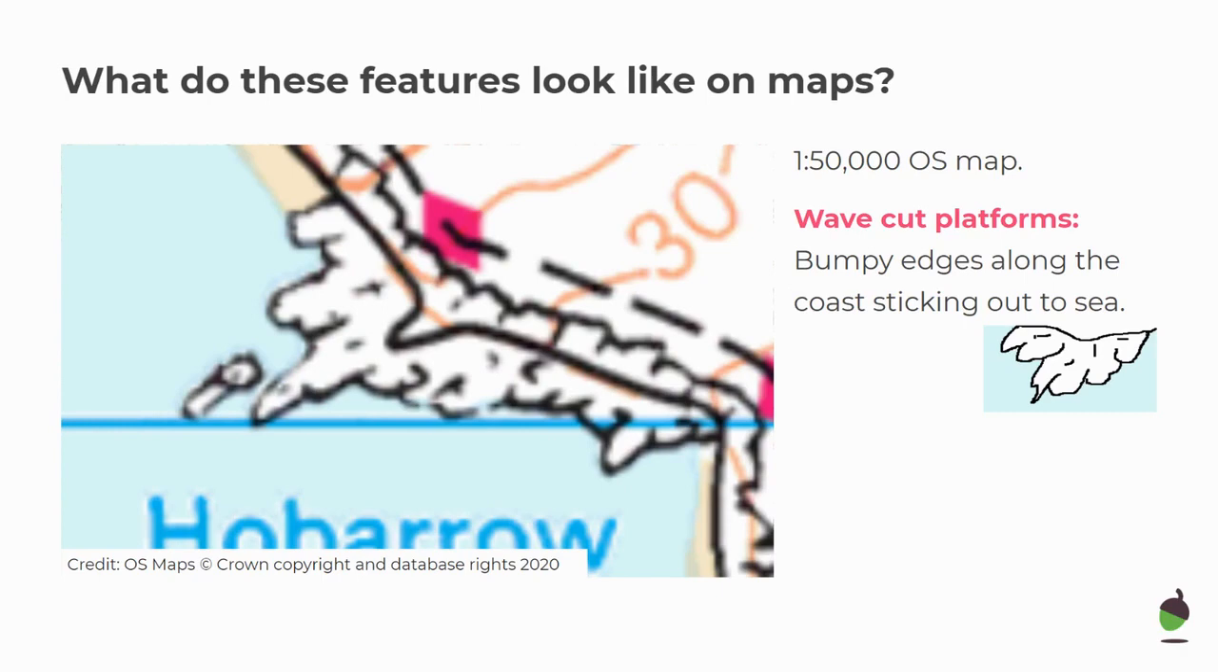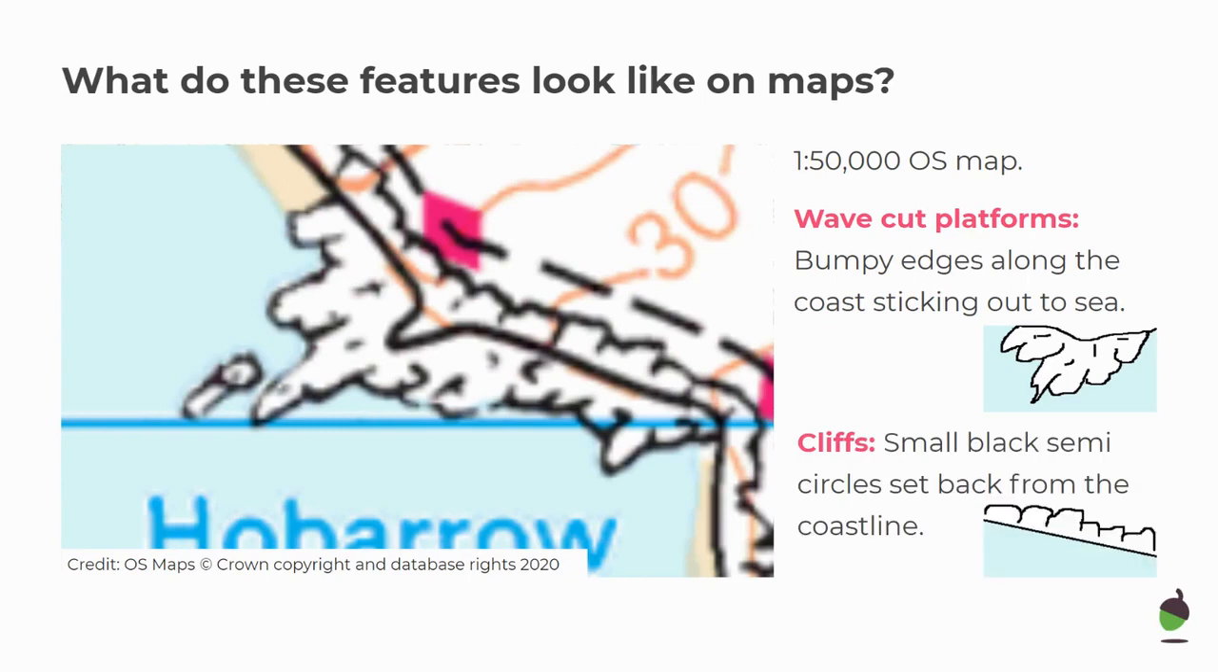Also in here, we have cliffs. And cliffs are the opposite. So cliffs are set back from the coastline. So they are small black semicircles set back from the coastline. So on that image, we've got a wave-cut platform and a cliff.